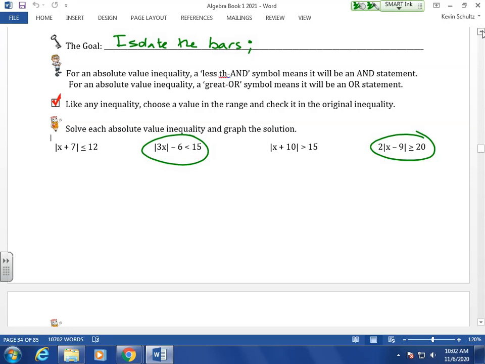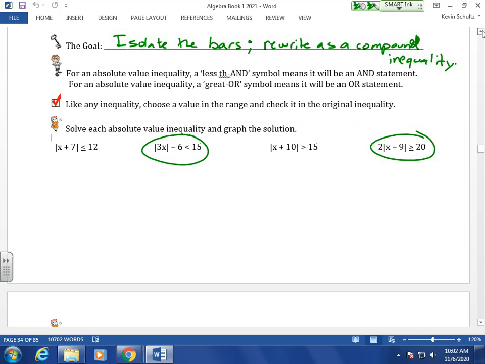But once the bars are by themselves, which sometimes you'll need to do other stuff and sometimes you won't, you want to rewrite as a compound inequality, either an and statement or an or statement. And the nice thing about this is that deciding whether it's an and or an or doesn't take that much effort, because all you need to do is look at the inequality symbol itself.